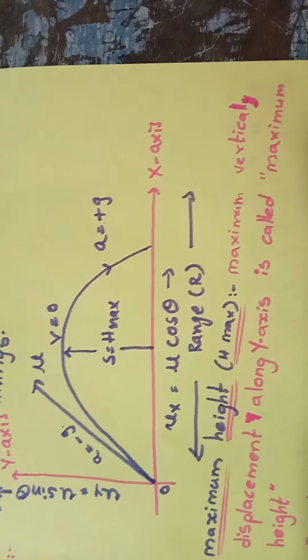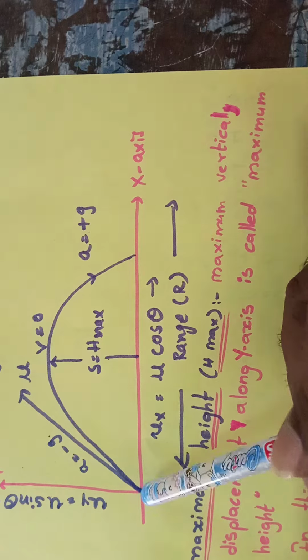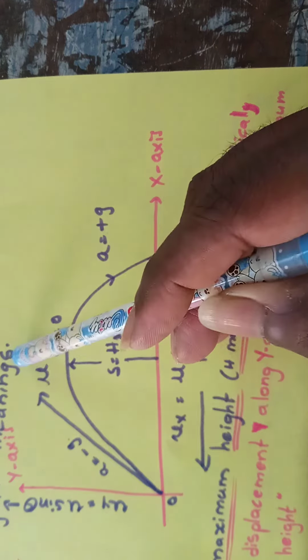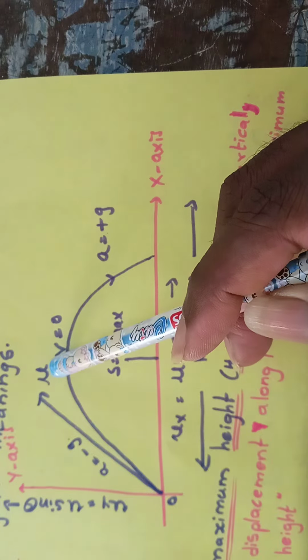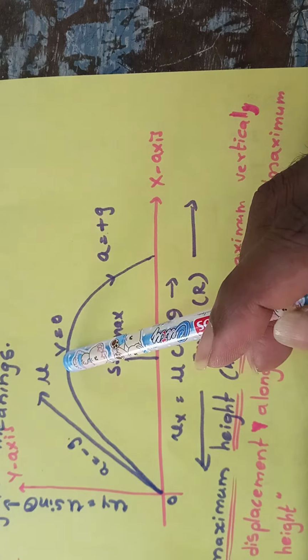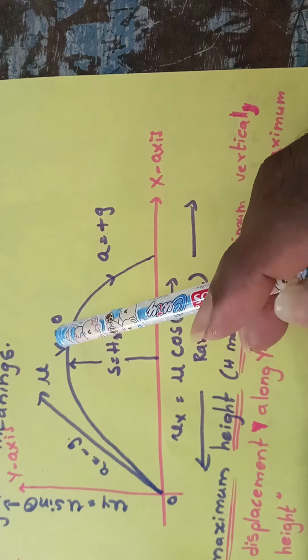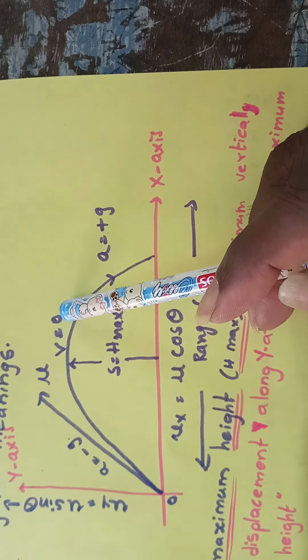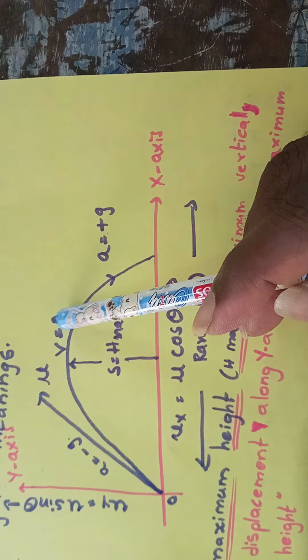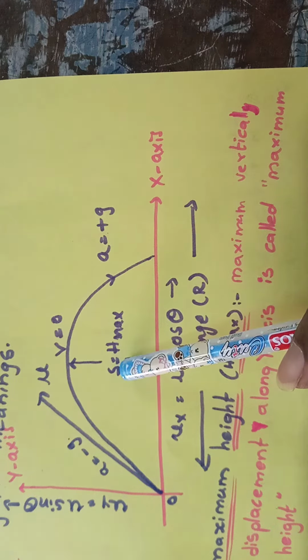Now look at the diagram. Let us consider one object projected into the air with initial velocity u. The object reaches the maximum height. At the maximum height, the velocity of the object is 0. S means displacement of the object.